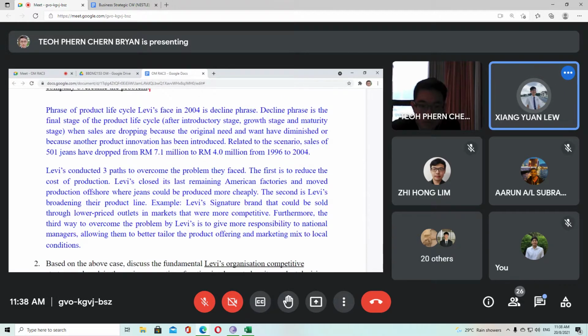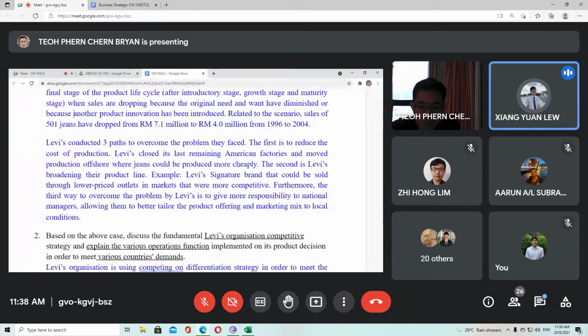Then Levi's took three paths to overcome the problem they faced. The first is to reduce the cost of production. Levi's closed its last remaining American factories and moved production offshore where jeans could be produced more cheaply. Then the second is Levi's broadening their product line. An example is the Levi's Signature brand that could be sold through lower price outlets in markets that were more competitive. Furthermore, the third way is to give more responsibility to national managers, allowing them to better tailor the product offering and marketing mix to local conditions.